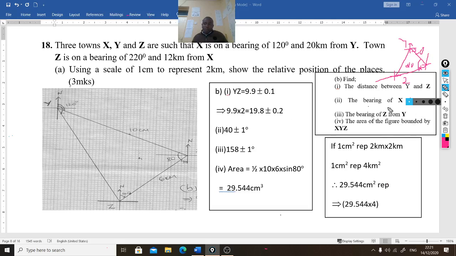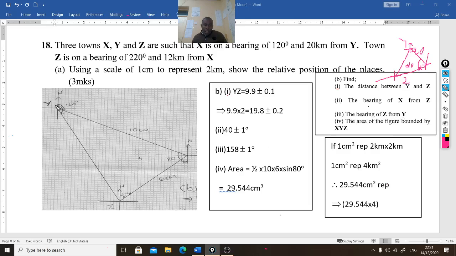So from there, you are told that you measure the bearing of x from z. The bearing of x, if we had an x here, from z is here. So you come to z, you measure this angle. The bearing of x from z, if I measure this angle, is 40 degrees. So it is plus or minus 1. So somebody can give 41, or somebody can give 39. That is correct.